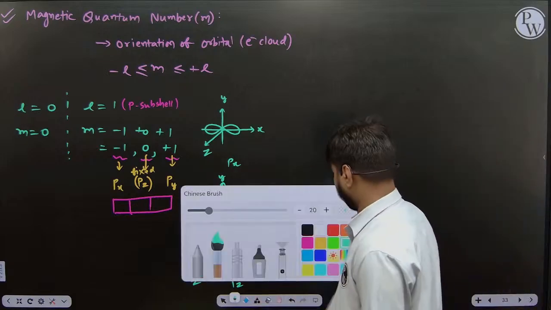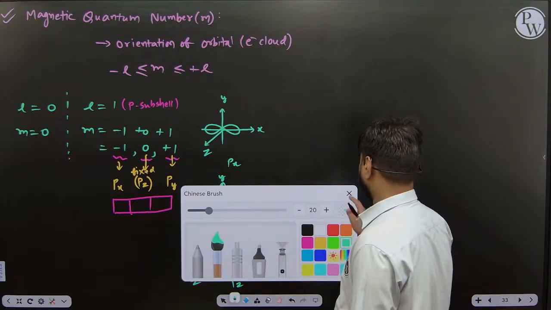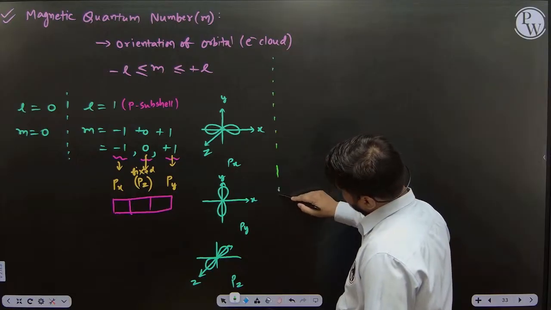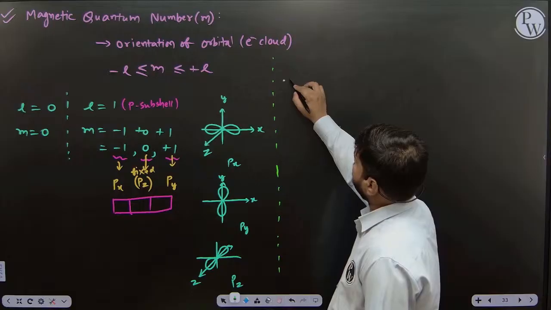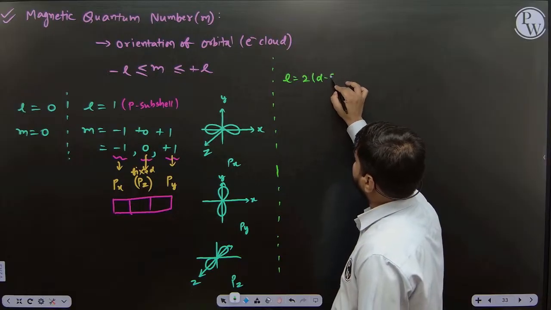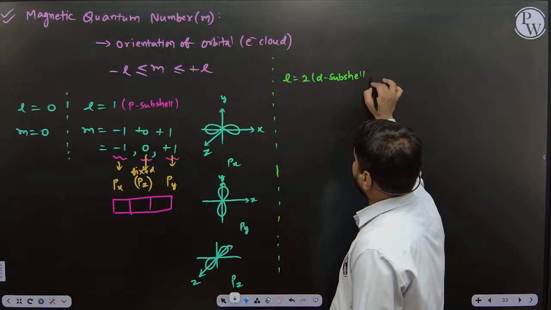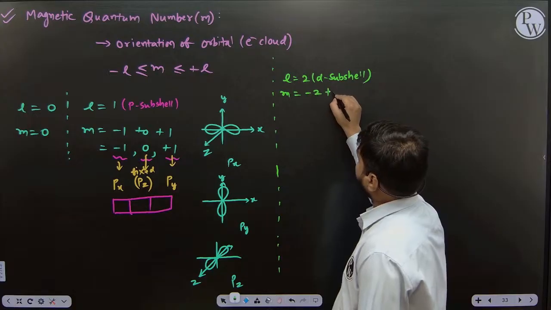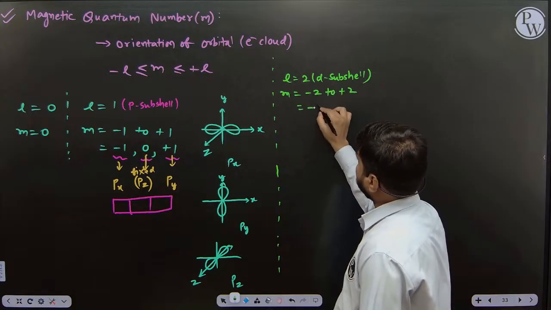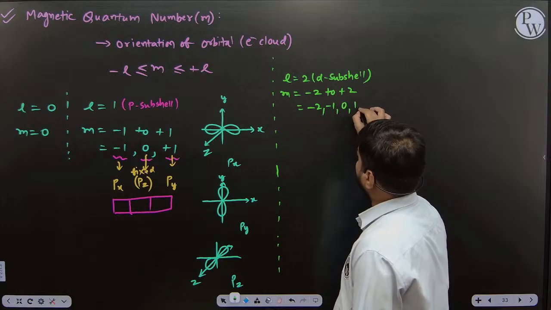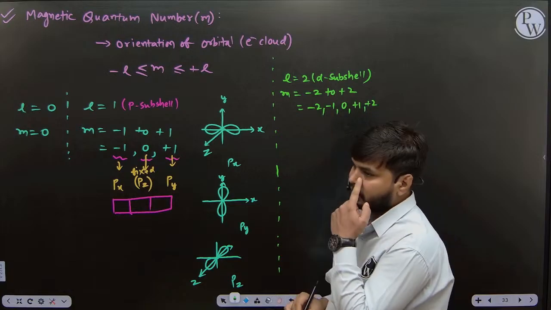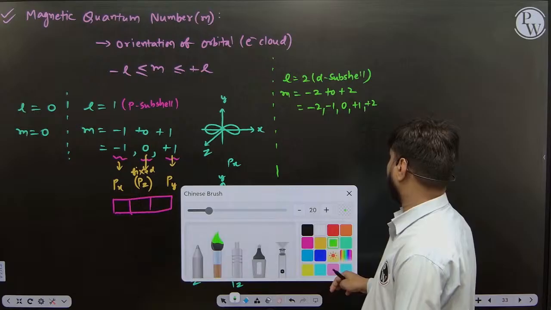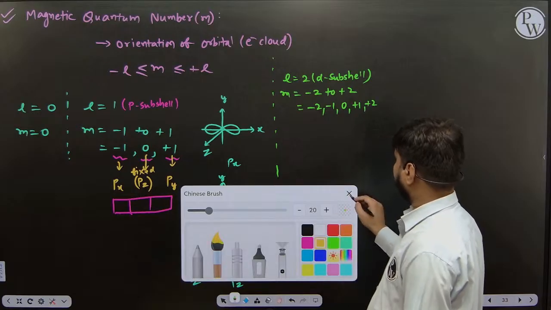Okay. Now let's also talk about the next thing, which is about L is equal to 2. L is equal to 2 means d sub shell. M value will be from minus L to plus L. So minus 2 to plus 2. So minus 2, minus 1, 0, plus 1, plus 2. Okay. So here we will be having different values. How many values? You can clearly see the number of values are 5.